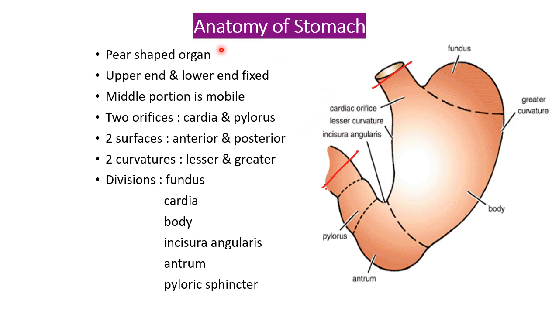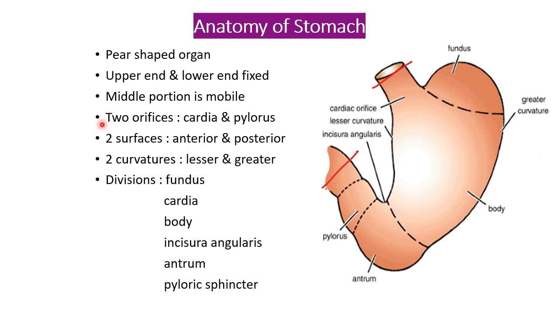First, the anatomy of the stomach. The stomach is a pear-shaped organ, as you can see from this diagram here. It's a pear-shaped organ with the upper and lower end fixed. This is the upper end, which is fixed, and this is also the lower end, which is fixed to the posterior abdominal wall. This is at the hiatus of the diaphragm, and here is the pyloric end. The middle portion is mobile. That is very important.